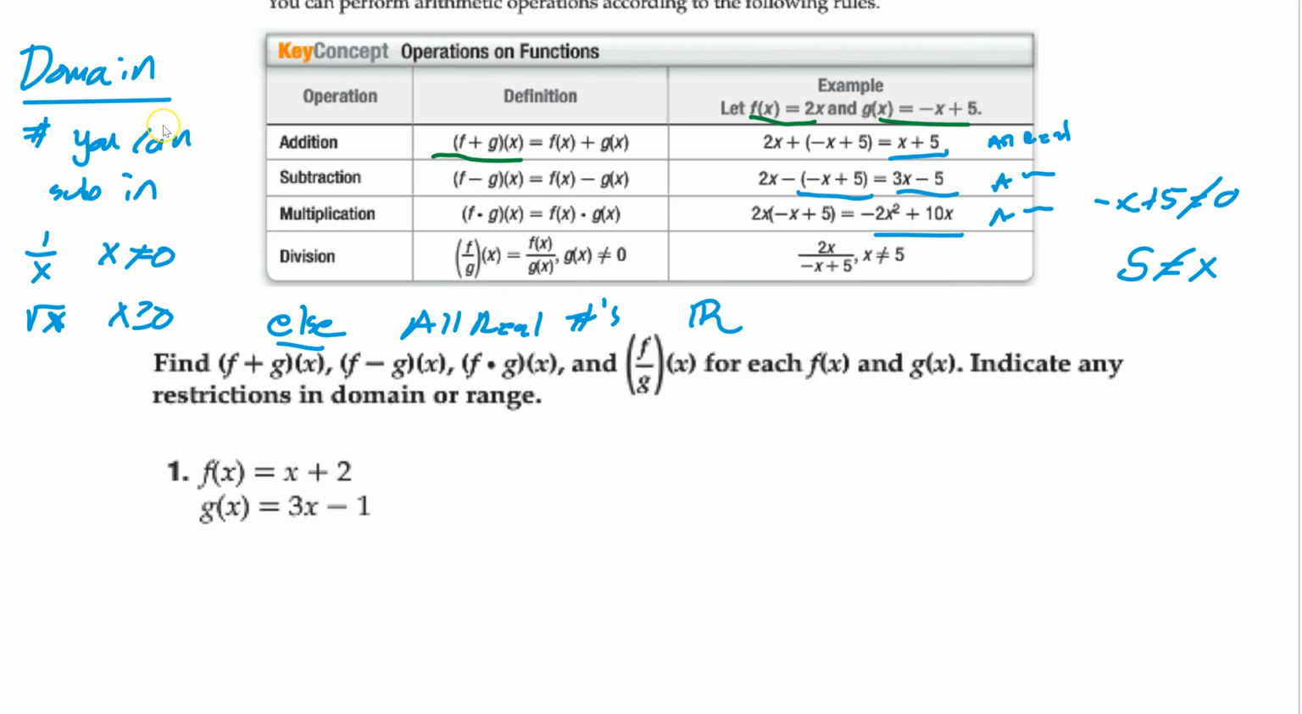So that's our domain. So when I ask you about the domain, you just look at, is it a fraction? Then the bottom cannot equal 0. Is it a square root? Then inside the square root has to be greater than or equal to 0. If it's anything else, as of right now, we'll add more later, but right now it's all real numbers.